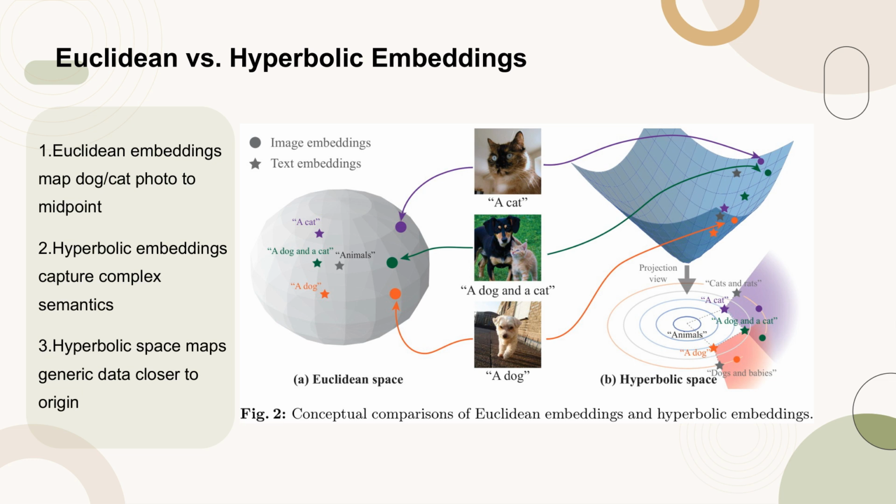For instance, the textual embeddings of a cat and a dog are closer to the center, animals, than those of a dog and a cat and cats and rats. This property allows hyperbolic embeddings to capture additional semantic nuances that Euclidean embeddings cannot.